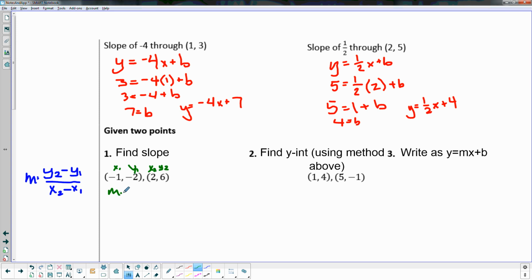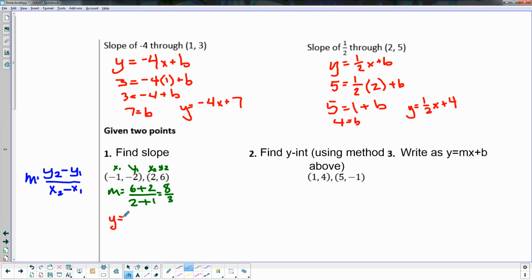and for my slope, y2 minus y1, so 6 minus a negative 2 over 2 minus a negative 1. 6 minus negative 2 turns into 6 plus 2, which is 8. 2 minus negative 1 turns into 2 plus 1, which is 3. Okay, so I get to the same case that it was in the last problem, or last set of problems, where now I know my slope and I know a point. I actually know 2 points, so we'll talk about where we get to use that in just a second.